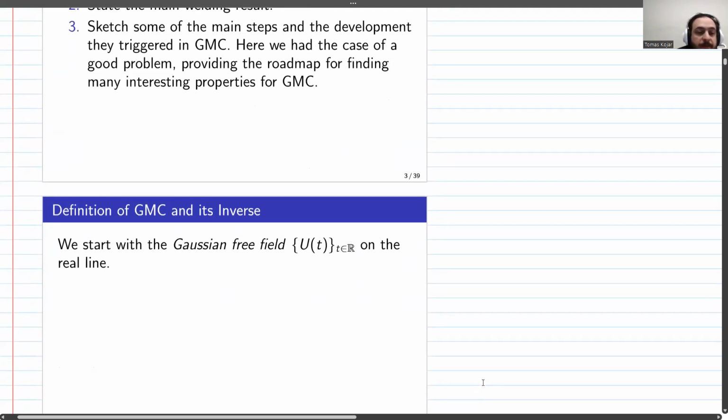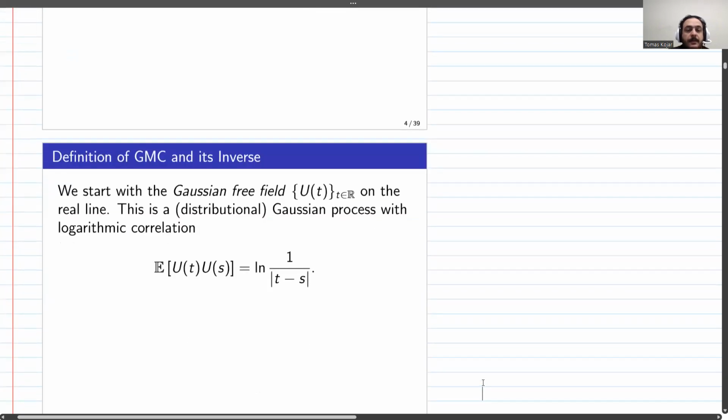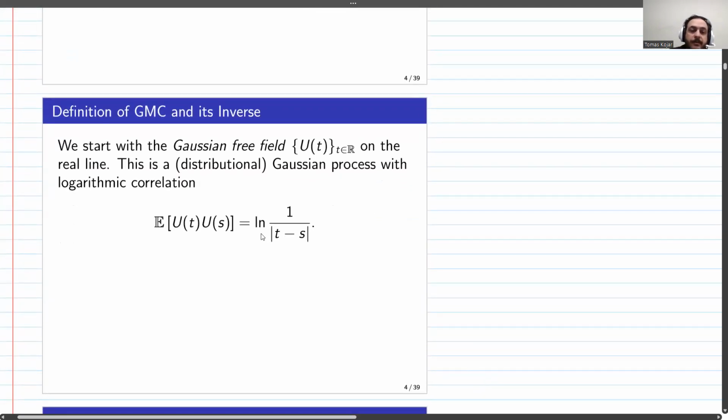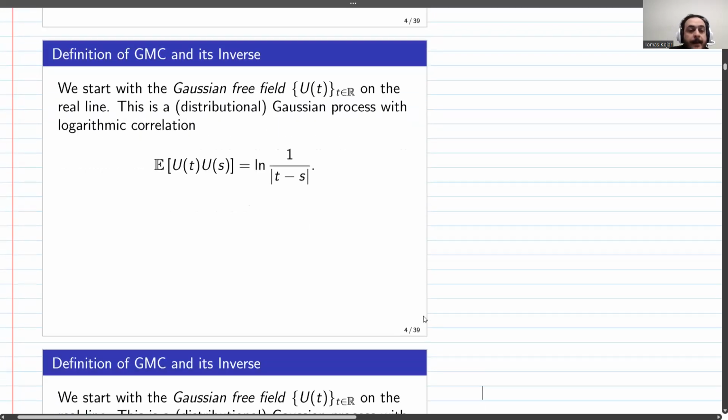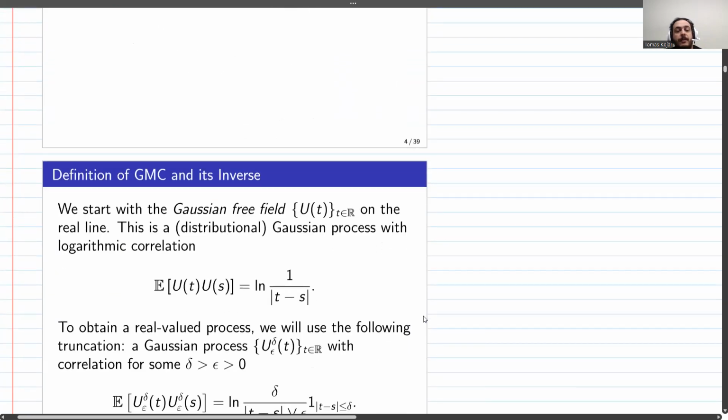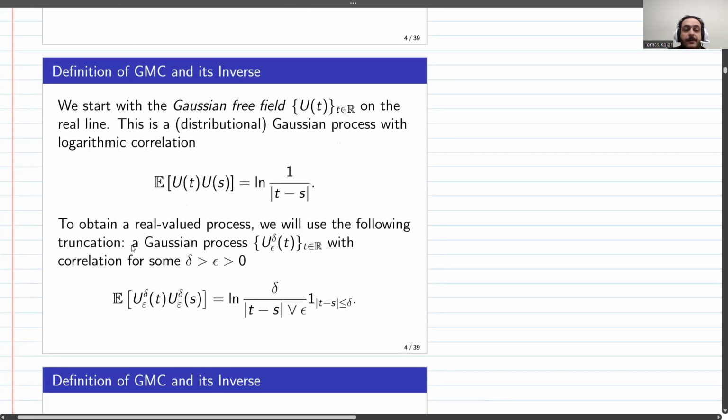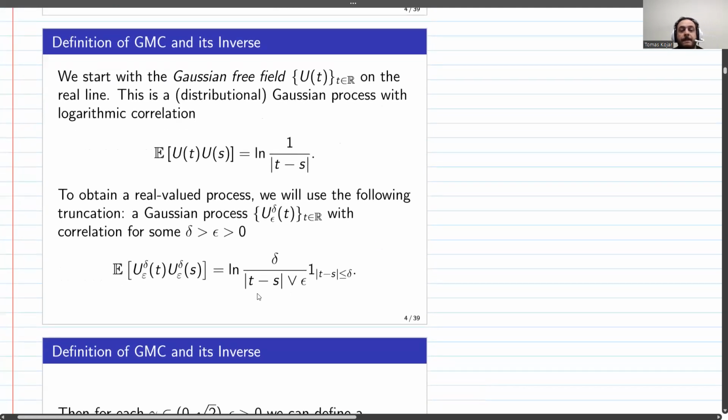Okay, so first we start with defining the Gaussian free field on the real line. It's a distributional Gaussian process with logarithmic correlation. Here we see that when t is equal to s, this is undefined. So this is not a function valued process. And so the way around it is to truncate. So we consider the following truncation.